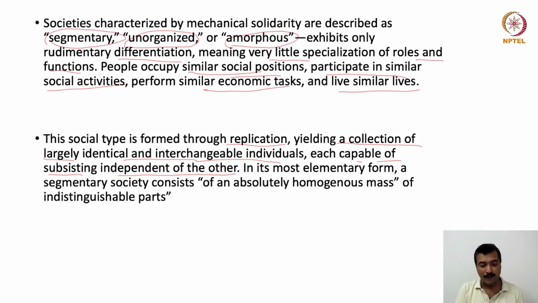In its most elementary form, a segmentary society consists of an absolutely homogeneous mass of indistinguishable parts. And this is how he characterizes a simple society characterized by mechanical solidarity. An absolutely homogeneous mass, similar kinds of people, often indistinguishable parts. The social structure of such a society would be extremely simple because you don't have so much division of labor, you don't have too many parts in the particular society. The social system would be very simple, and in that sense, it's a very homogeneous society.